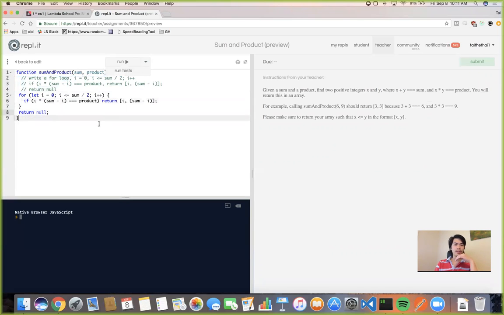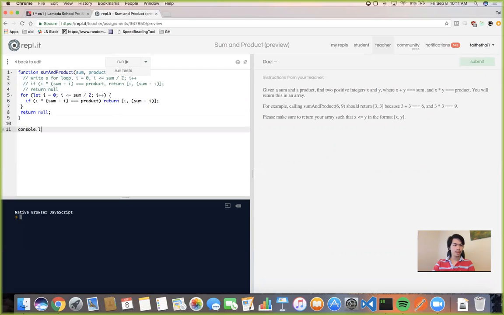And then console.log, sum and product of 13, 12. We should get 1, 12, not 1, 13, because 1 times 12 is 12.